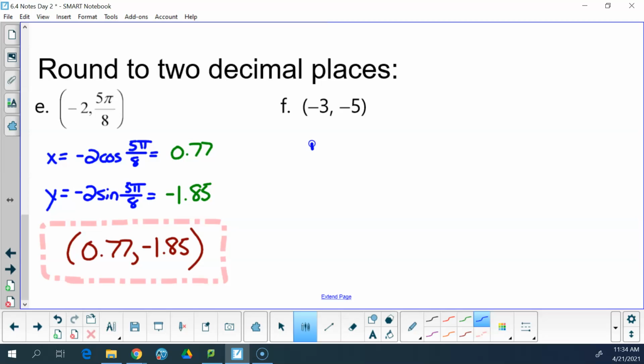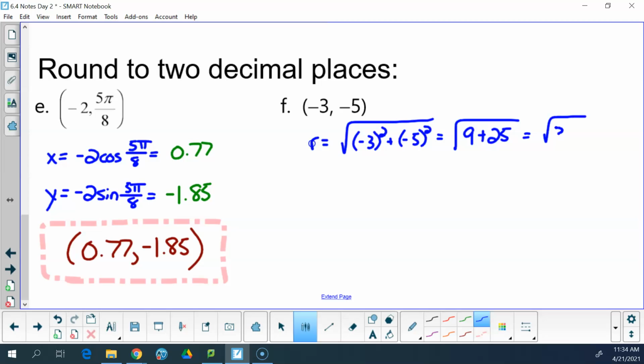Okay, so R here is going to be the square root of negative 3 squared plus 5 squared, which is the square root of 34. And then our reference angle is going to be the inverse tangent of 5 over 3, which is going to be 59 point something.